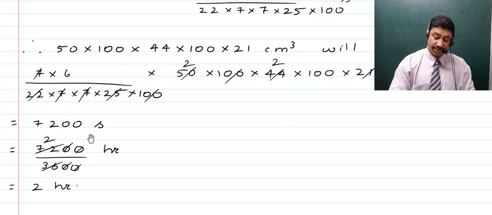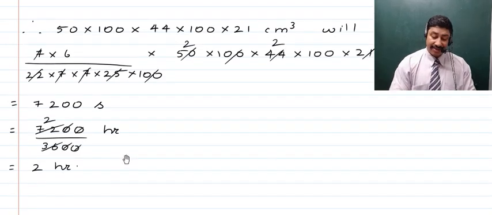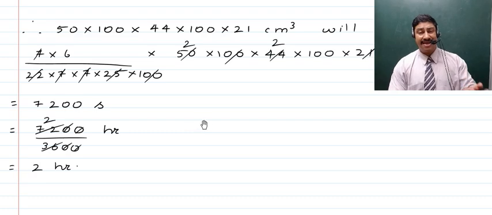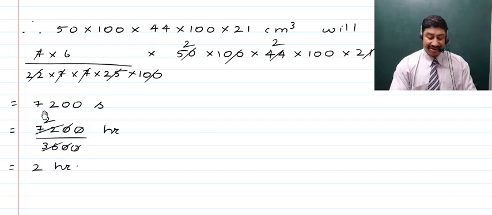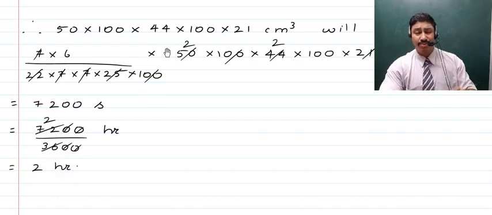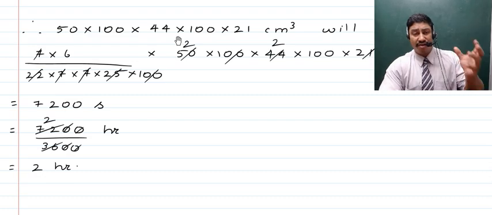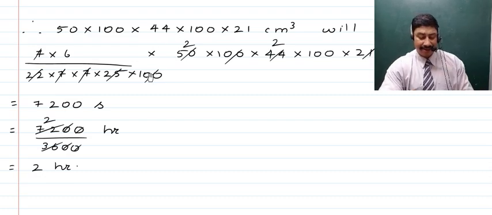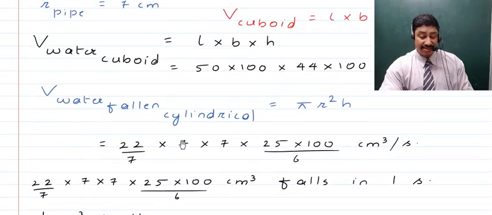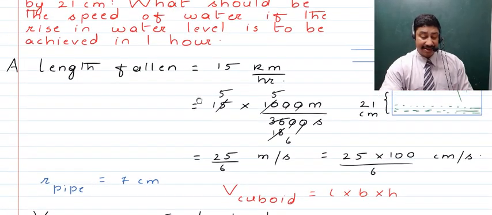So 7200 is actually the number of seconds which the pipe has taken to fill the tank up to a depth of 21 centimeter. Now for the children, as this is a lot of seconds, we can convert this to hours by dividing it by 3600. So 3600 cancels 7200 two times. As such, 2 hours is the amount of time in which the water is poured in from the pipe to the cuboidal tank.